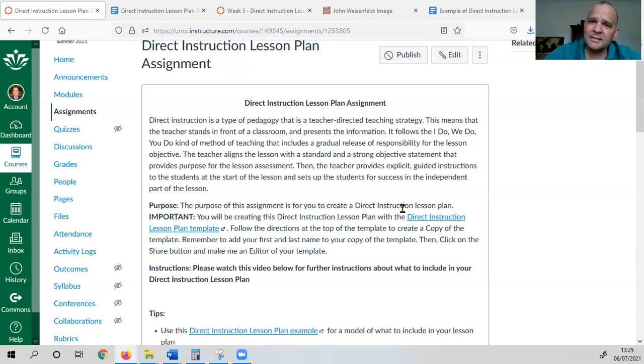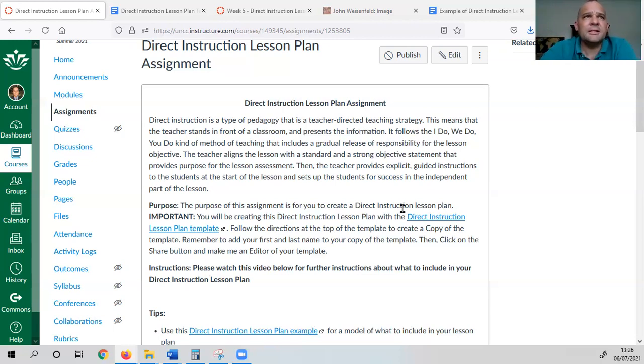The teacher aligns the lesson with standards and objectives, with strongly written objective statements using strong action verbs. That objective will provide the assessment for the lesson. Then in the I do section, the teacher provides guided and explicit instructions for what the students will be doing. And as I mentioned, direct instruction includes this gradual release of responsibility.